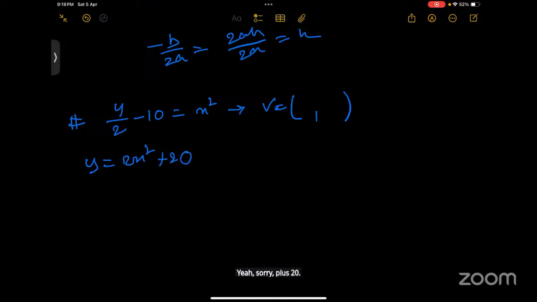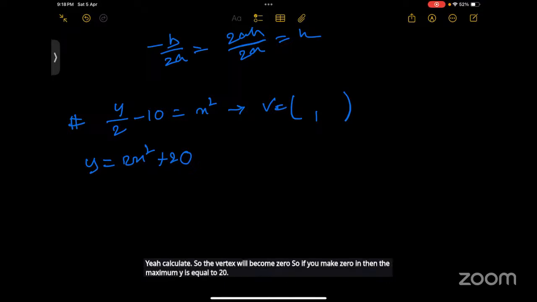So now minus b by 2a, and minus b is 0, so we don't need to calculate. The vertex will become 0. So if h is 0 here, then the maximum y is equal to 20.